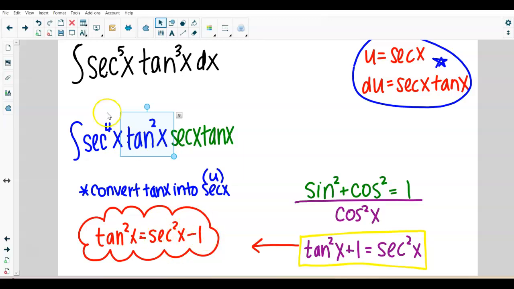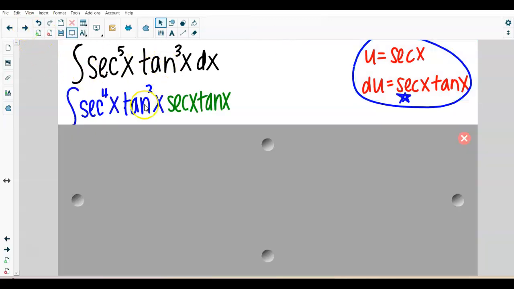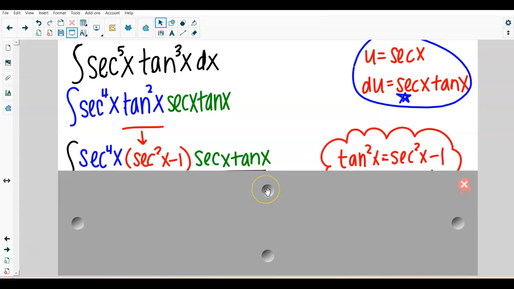The reason why we want to do that is because now we can replace this tangent squared and get this whole problem in terms of our u and du. We don't want tangent squared in there, we want anything that has to do with secant. So we're going to replace our tangent squared with secant squared minus 1.